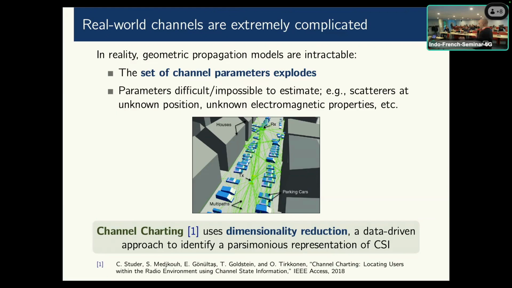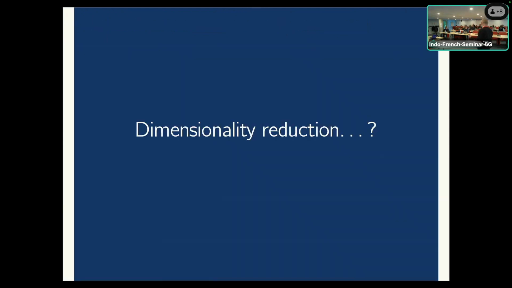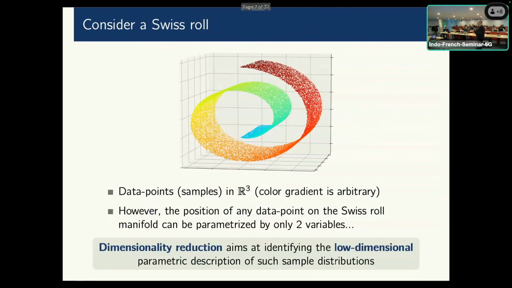So we want to actually replace that approach with a so-called self-supervised approach, which is channel charting, and I'm going to tell you how this can work actually. So channel charting is based on dimensionality reduction. From a very abstract level, let me tell you a bit about dimensionality reduction. I'm going to do that using a data set.